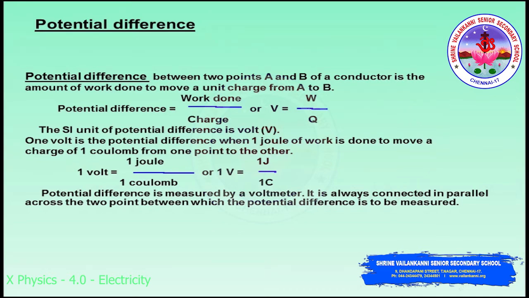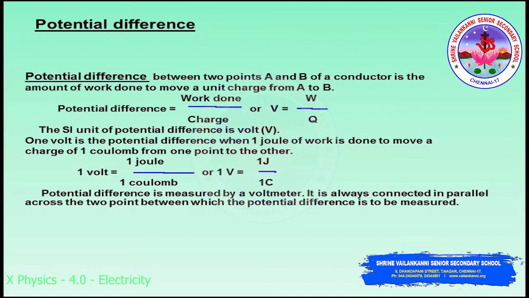Is it right? So, the potential difference between the 2 points A and B of a conductor is the amount of work done to move a unit charge from A to B. So, work done by charge we can say, or V, which is equal to W by Q, we said. The SI unit of the potential difference or electric potential is volt.